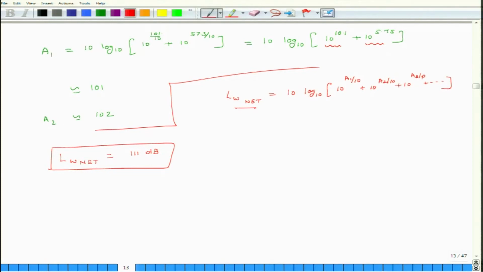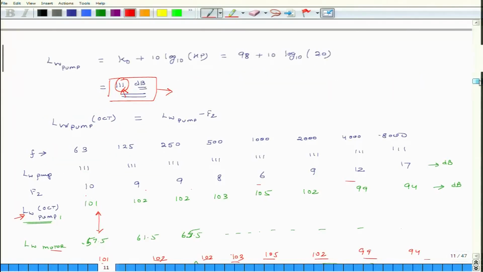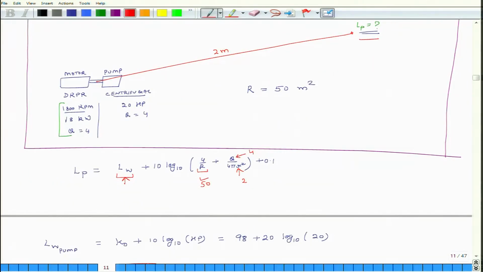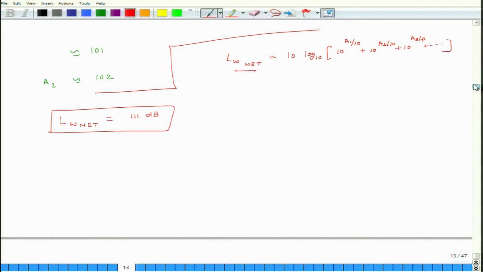Now, once I have done that, this is 111 decibels. What is our original question? I have to compute sound pressure level, LP. Now I know LP, LW, so now I do all the math. LP is equal to LW net plus 10 log 10 of 4 over R plus Q by 4 pi r square, plus 0.1, and the units are in decibels.